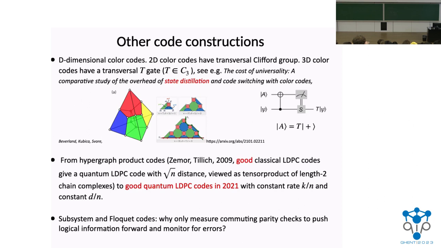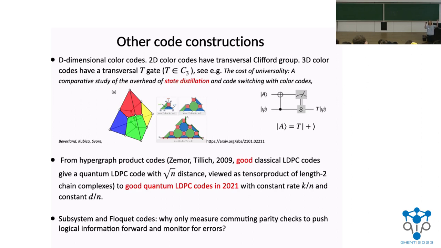And so actually, what Zeemer and Tillich did is they took two good classical LDPC codes. So there you have a constant rate and a distance that scales with n, and your checks are local. So you get two of these codes. And note that you can see each one of the codes as a chain complex of length 2, right? Because that's what we just did.